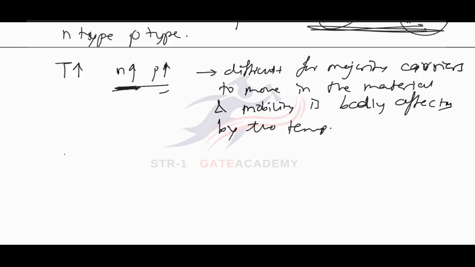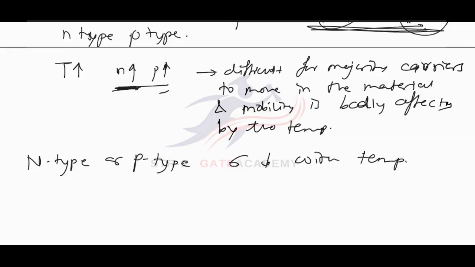Hence finally we can conclude that in n-type or p-type material, conductivity decreases with temperature. That is, conductivity of n-type and p-type has negative coefficient of temperature.